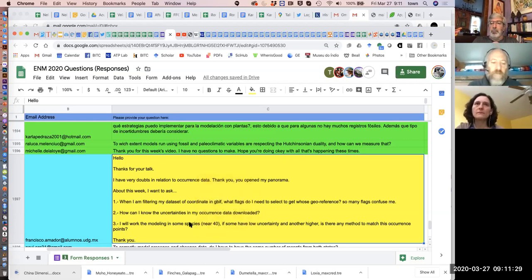That's basically the set of characteristics of those kinds of flags. Some of them are just saying what they did, and other ones are saying there's a serious problem here, like the coordinates have been truncated or something like that. Now, there are other quality flags, like about taxonomy, which also require attention, but we're speaking geographically right now. Number two is, how can I know the uncertainties in my occurrence data download?